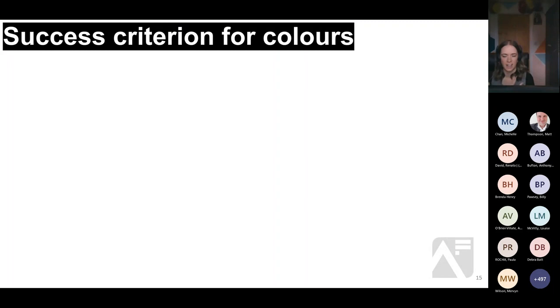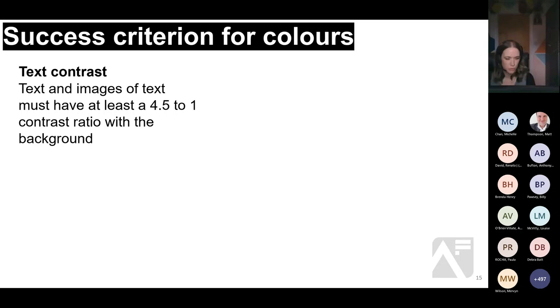So there's text contrast, which we're not going to look at in too much detail today, but it basically says that text and images of text must have at least a 4.5:1 contrast ratio with the background. So if you ever have coloured text, you've just got to make sure that the colour of the text against the colour of the background has at least a 4.5:1 contrast ratio. And there are online contrast checkers that can help you with that. So sometimes you might use that when labelling things. Just remember that, with text, it's a 4.5:1 contrast ratio.